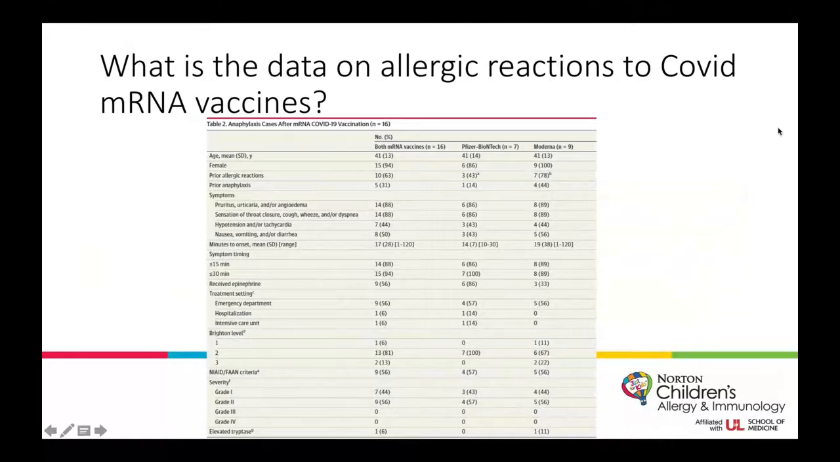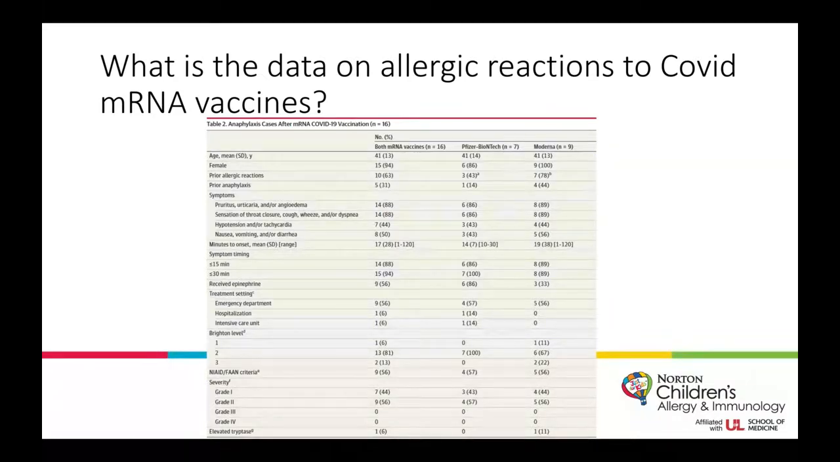And similar to the initial reports that came out, most of these patients, again, were female, had a history of allergic reactions or anaphylaxis. 15 out of 16 of them actually started reacting within the 30-minute period, which is why patients with allergies in general are required to wait those 30 minutes. And one patient actually ended up in the ICU, but only one out of that 16 had elevated tryptase.